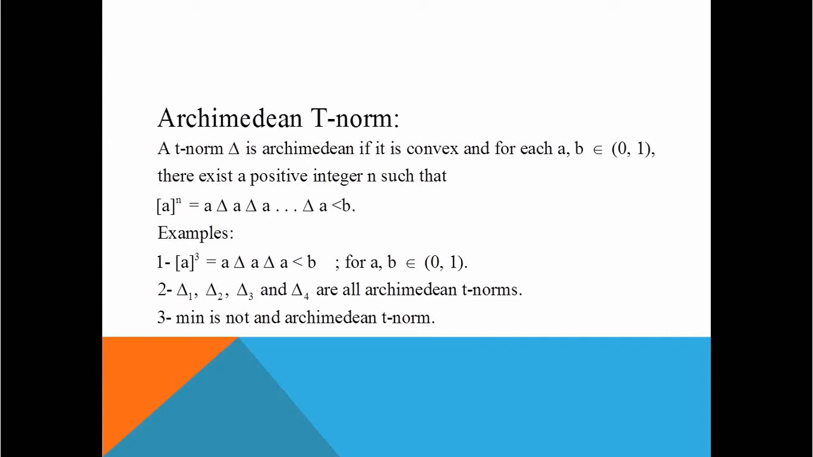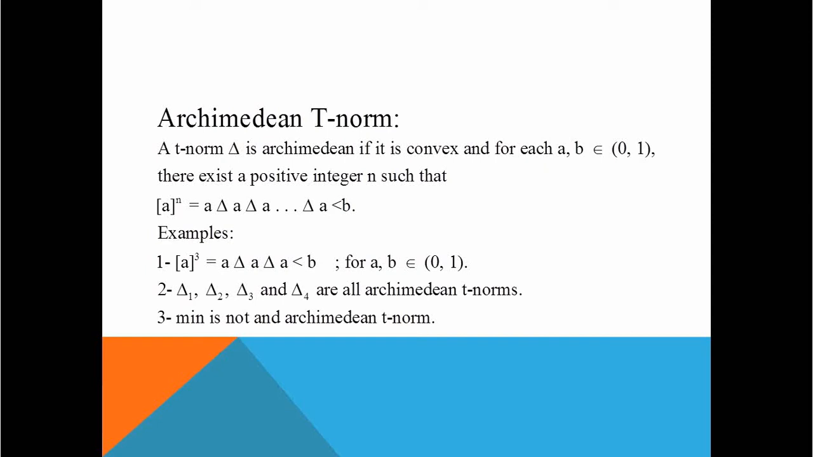Archimedean T-norm. A T-norm delta is Archimedean if it is convex and for each a, b belonging to (0,1), there is a positive number n such that a power n, which is a delta a, and so on n times delta a, is less than b.